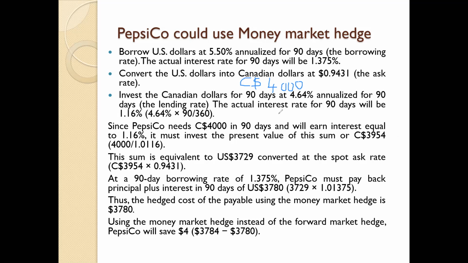Then what we can do is, this person can invest some amount of Canadian dollars. At the end of the investment time period, it needs to equal Canadian dollar 4,000. Since we know that we are receiving an interest payment of 1.16% after the 3 months time period, what is the amount we need to invest into the Canadian dollar investment if we want to receive Canadian dollar 4,000?